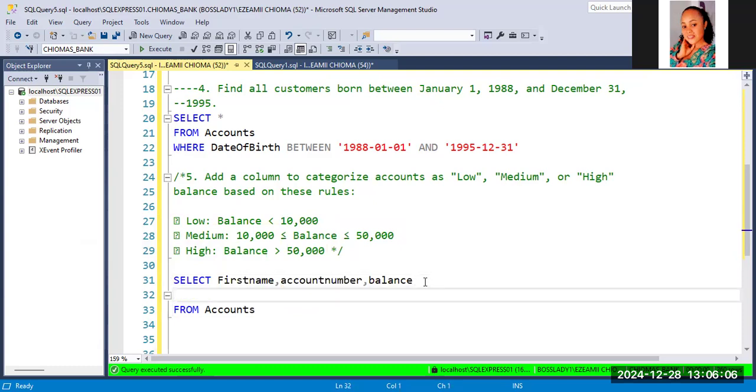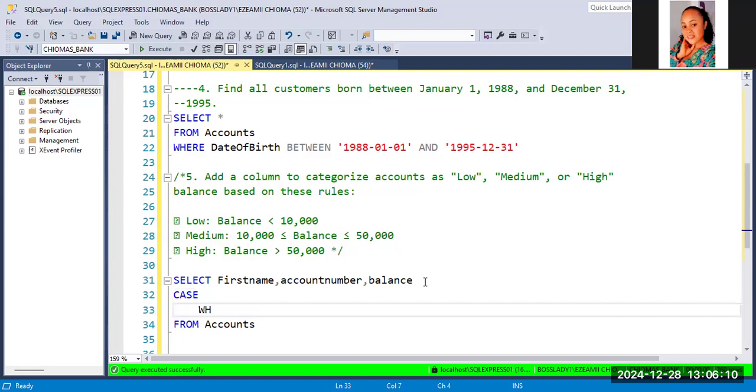Okay, so let's write our case statement. Case when. If you look at the question, the column we are focusing on is the balance, all right? So case when the balance is less than 10,000, then we categorize the customer as low.